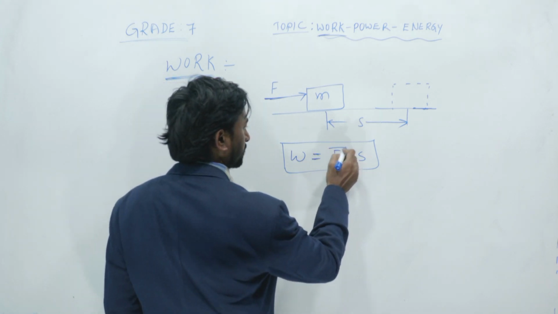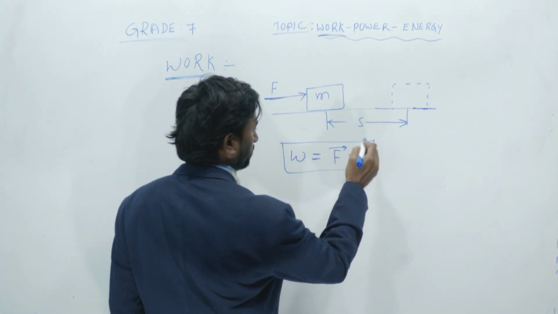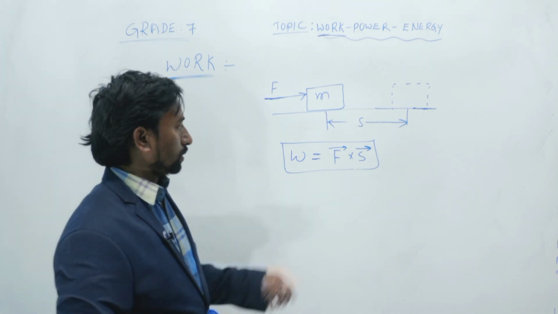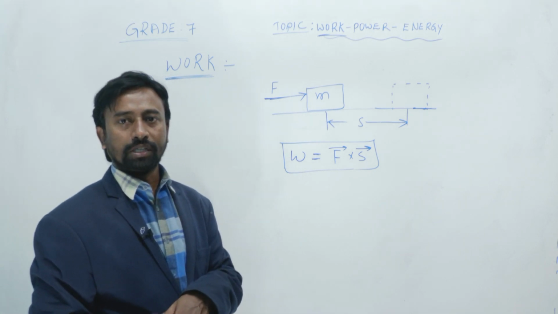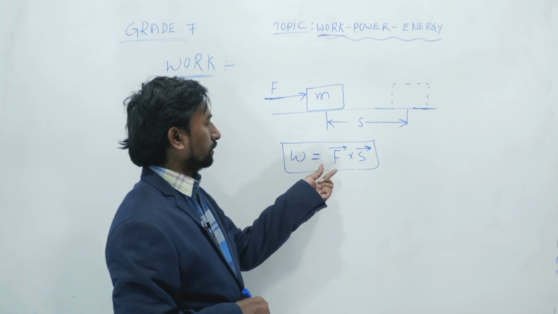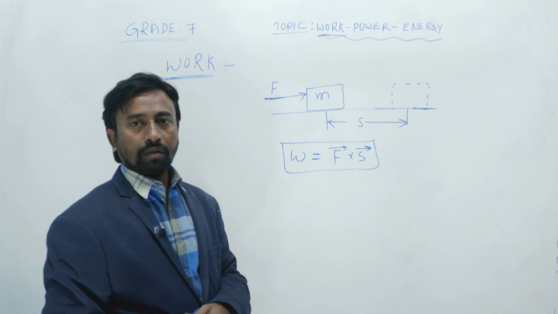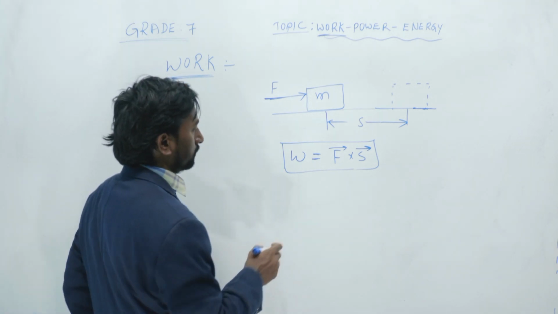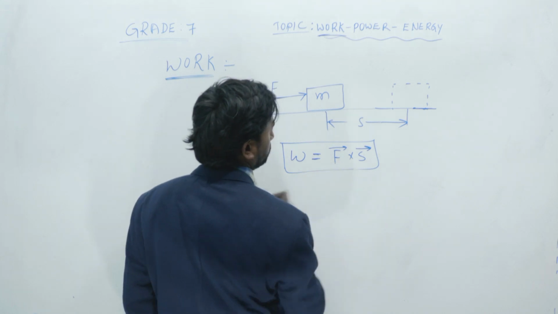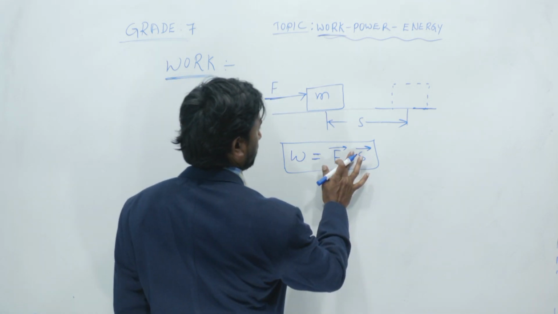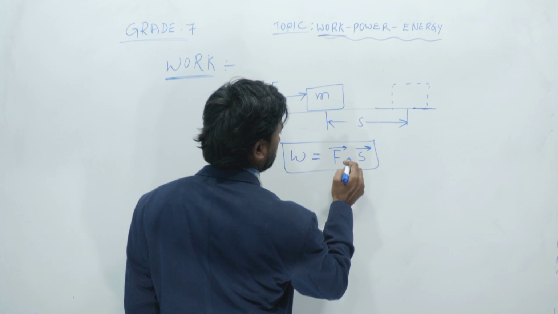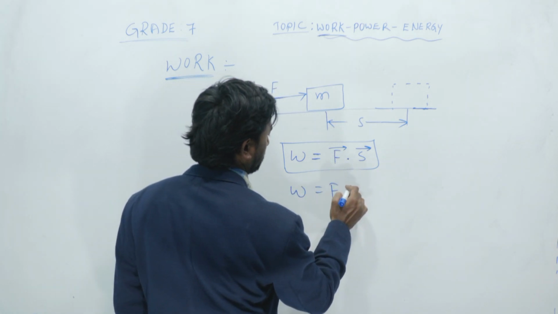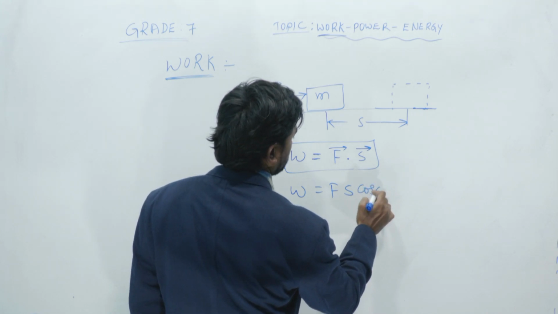Now force is a vector quantity and displacement is also a vector quantity. A vector is a physical quantity which has both magnitude and direction. Here the work done will be the product of these two; we can write that it is the dot product of these two vectors. So W is equal to F S cos theta.